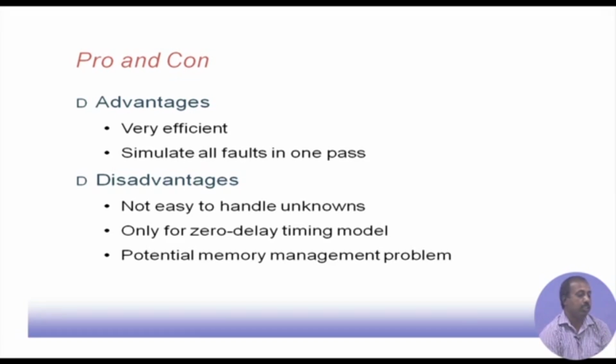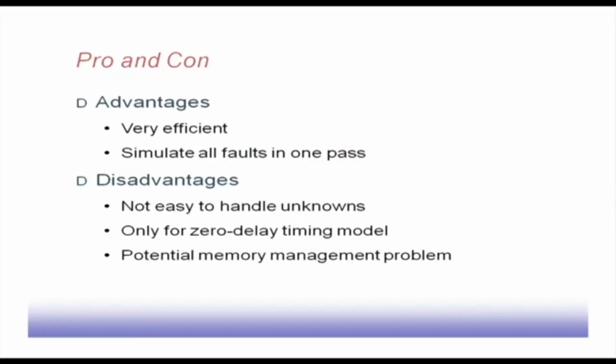Disadvantage: not easy to handle unknowns. This is another problem, because at some point if you get a U, it is not mentioned how we can handle an unknown situation. Also, it works only for the zero delay timing model. If we have some finite delays, then of course these faults will also take some time to propagate to the output, but it is very difficult to catch when exactly it has propagated. So, deductive fault simulation will not help you that way.